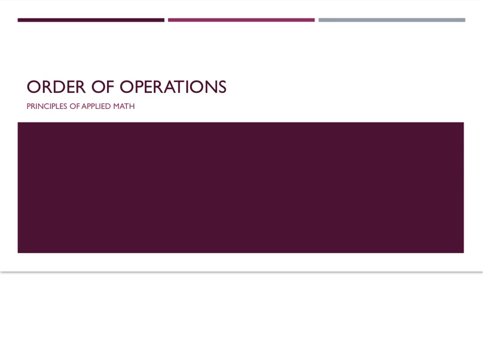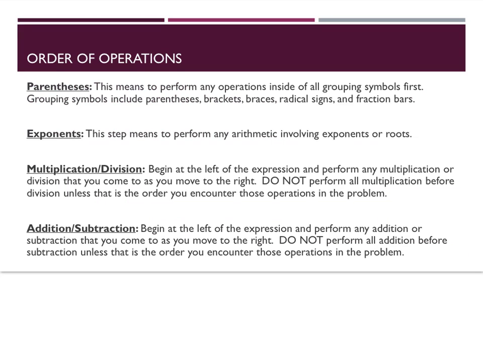Our next section is on the order of operations. The order of operations is important because if you have any kind of mathematical equation or expression that has more than one operation that you need to perform, we all have to agree on a certain order that the operations be performed in, or we can come up with a very different answer.